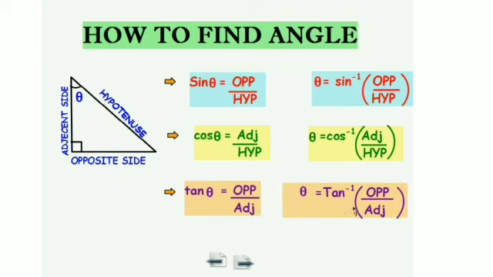How will we get these values on our calculator? Just use the shift and sine button, you will get sine inverse. Shift and cos button, you will get cos inverse, and shift and tan button, you will get tan inverse. So theta is equal to tan inverse of opposite by adjacent, or theta is equal to cos inverse of adjacent by hypotenuse, or theta is equal to sine inverse of opposite by hypotenuse. Now we can check some examples of how to find an angle by using trigonometry.